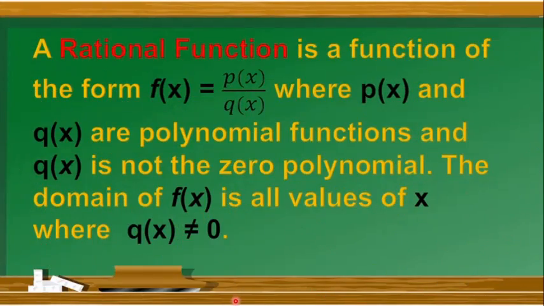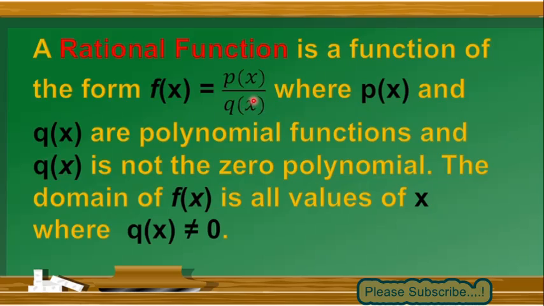The rational function is a function of the form f of x equals p of x over q of x, where p of x and q of x are polynomial functions, and q of x is not the zero polynomial. The domain of f of x is all values of x where q of x is not equal to 0. So we take note, our q of x is not equal to 0. Why? Because once the value of this one becomes 0, the function will become undefined.